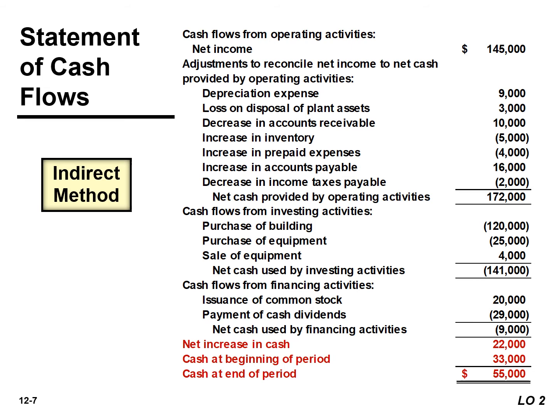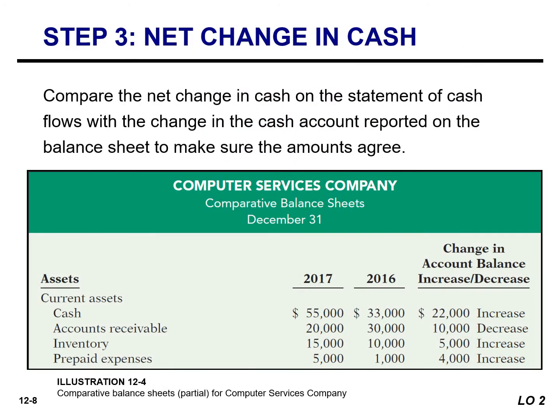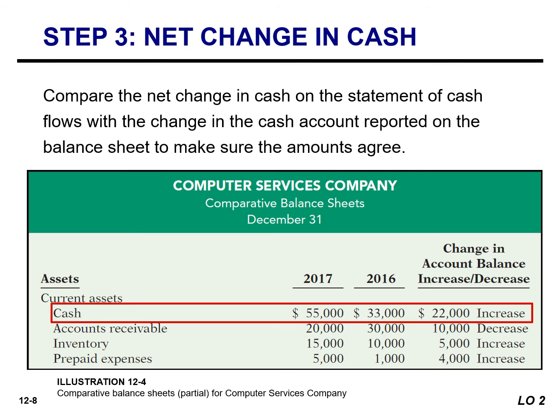Again, if you add the sum of the net cash provided by operating, investing, and financing, they will equal that net increase of $22,000. If you add that to the cash at the beginning of the period, you'll arrive at the cash at the end of the period. The last step is we want to compare the change in cash on the statement of cash flows with the change in the cash account reported on the balance sheet to make sure the two amounts agree. The net change in cash during the period was an increase of $22,000, and as you can see, this agrees with the change in cash that was reported on the balance sheet.